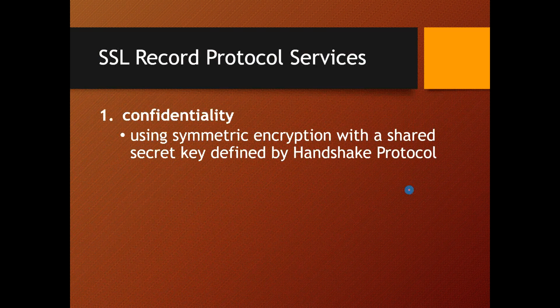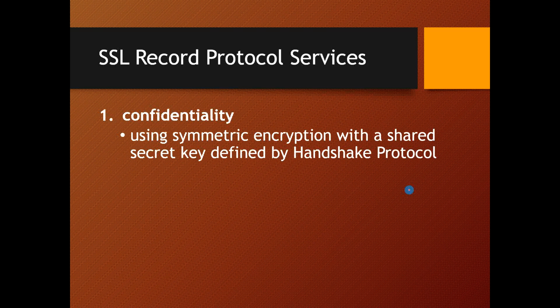The SSL record protocol provides mainly two services for the SSL connections. First one is confidentiality. Here the handshake protocol defines a shared secret key that is used for conventional encryption of SSL payloads. So when we make use of the SSL record protocol, we also make use of the handshake protocol, which defines the shared secret key for encryption purpose.